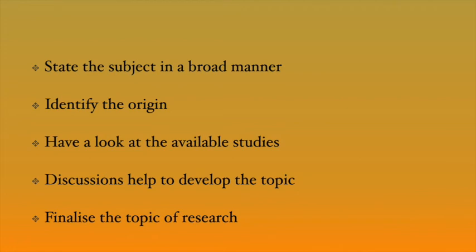The next step in defining the problem is to identify the nature of the problem, identify the origin of the problem. The researcher can have an in-depth analysis of the elements that are behind the origin of his problem. Once a person identifies the topic, he can go for the available literature on that. He can have a survey of the available literature, what we call a review of literature, which is very important in the case of any research.